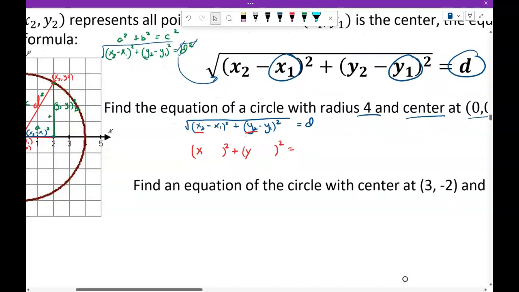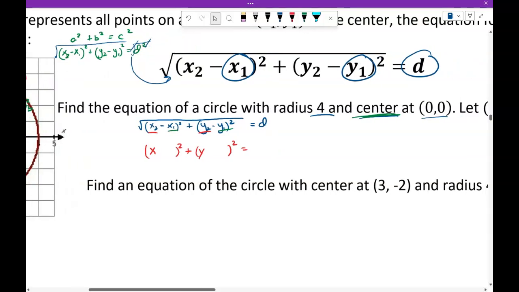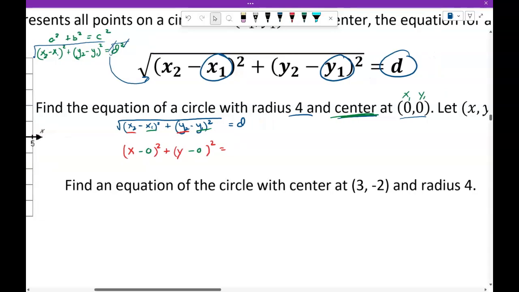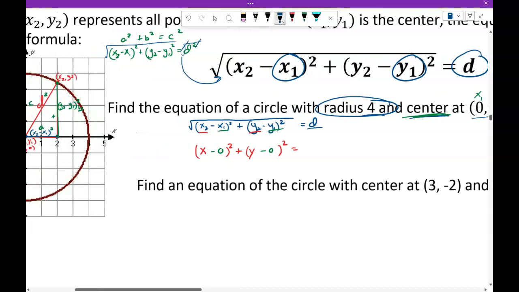Then our center is going to be the points x1 and y1. Well, our center is 0, 0. So x1 and y1 are both 0. So x minus 0, y minus 0. And then lastly, we have our radius. Our radius is the distance to all those points from the center. And then we have the square root of that.